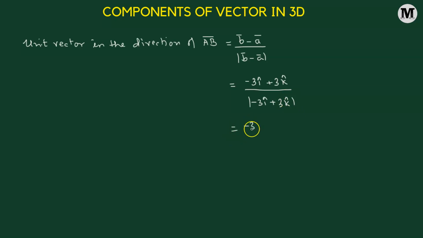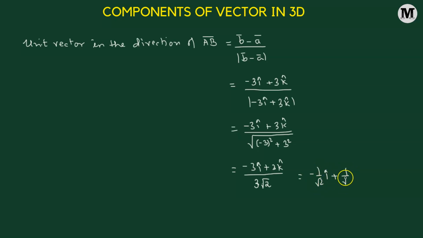Okay, so we have negative 3 i cap added to 3 k cap, whole divided by, to find out the magnitude, we take the square root, and under the square root we have the sum of two squares. So we have negative 3 squared added to positive 3 squared. So that will be equal to negative 3 i cap plus 3 k cap whole divided by 3 times square root of 2. Now our further simplification is going to give us negative 1 over square root of 2 i cap added to 1 over square root of 2 k cap. So this is going to be the unit vector in the direction of the second diagonal of the parallelogram, which is AB vector.